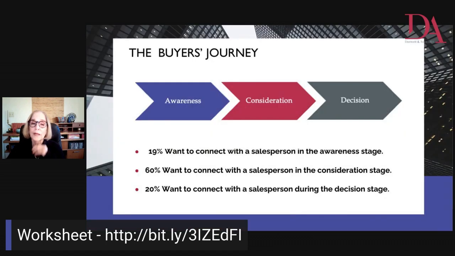Okay. Now, I've mentioned the buyer's journey a number of times, and let's talk about this for a minute. The buyer's journey is the journey they take in order to buy something. So these are the stages that buyers go through before they actually make a purchasing decision. So that first stage is awareness. And awareness is when they're aware that they have a problem. They might not even know what's causing the problem. They just know there is a problem.